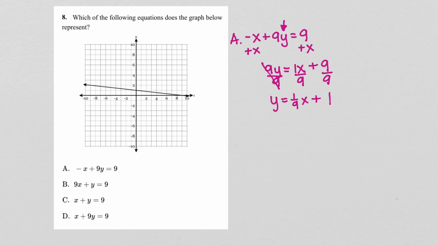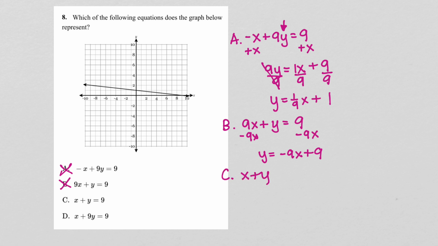And then I can check my y-intercept of 1 is right here, but my slope is 1 over 9, which would mean I would need to go up 1 and over 9. That is not a match. So A is not the right equation. If I do B, 9x plus y equals 9. For this one, I just need to subtract 9x. And this one means I have a y-intercept of 9. That is not a match for this graph. So it's also not going to be B.